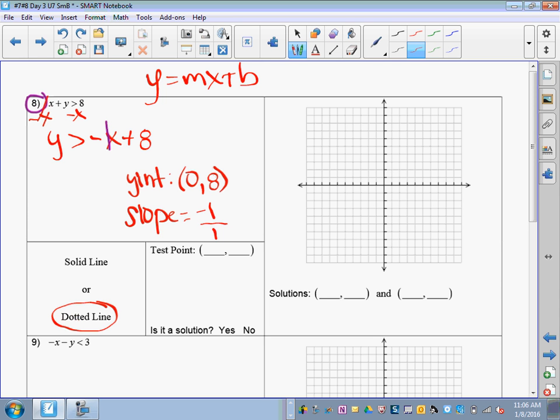All right, let's graph our line. So we have our y-intercept at 8. 1, 2, 3, 4, 5, 6, 7, 8. And we should all be graphing this. And my slope is negative 1 over 1. So down 1, right 1. Down 1, right 1.